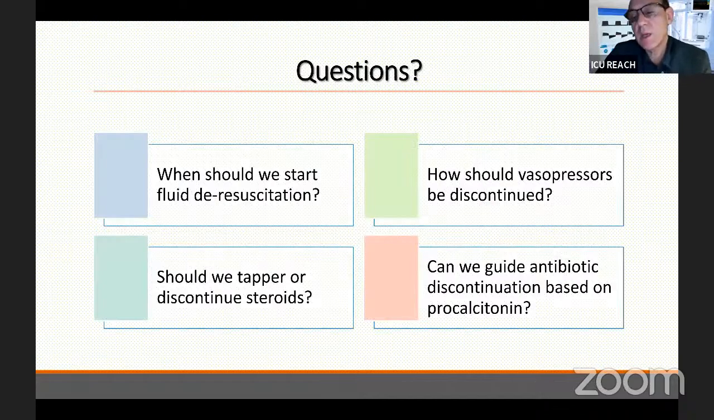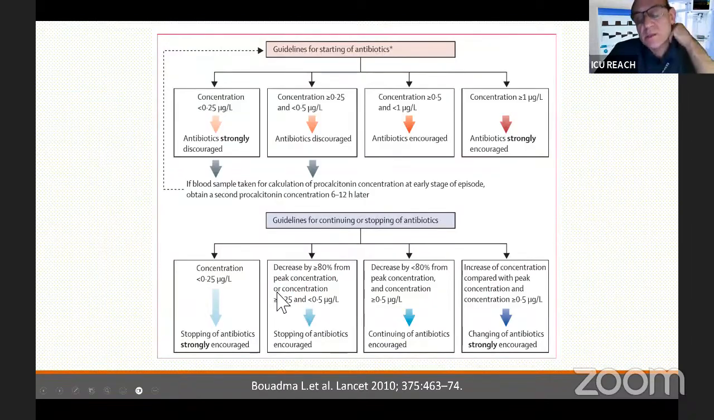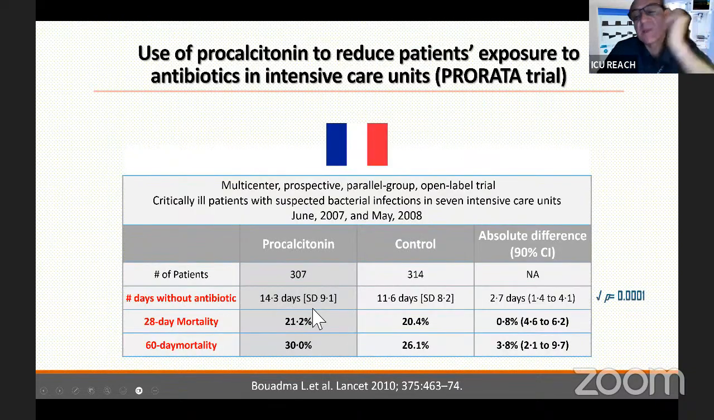And the last question, should we guide antibiotic discontinuation based on the procalcitonin? The PRORATA trial actually looked at this issue. They stopped the antibiotics if the concentration of the procalcitonin reaches less than 0.25 or 80% from the peak. And what they found was that the days without antibiotics were much higher in the procalcitonin group compared to the control group. So you can actually stop antibiotics earlier. And there was no difference in the 28-day mortality or the 60-day mortality.